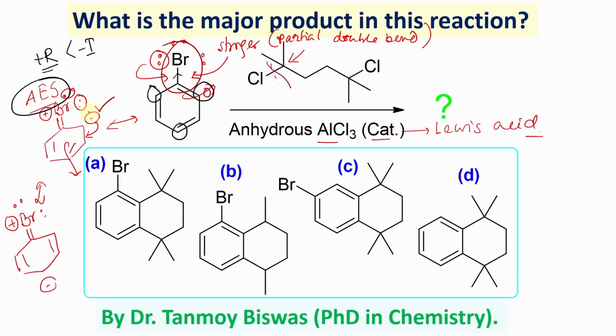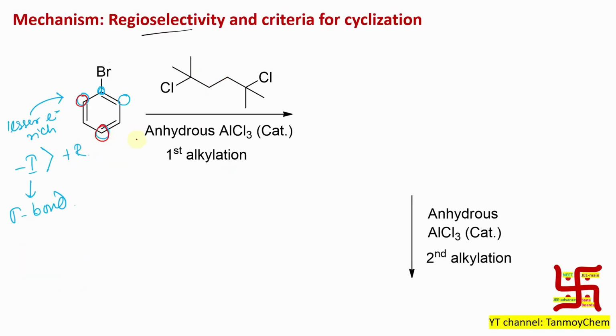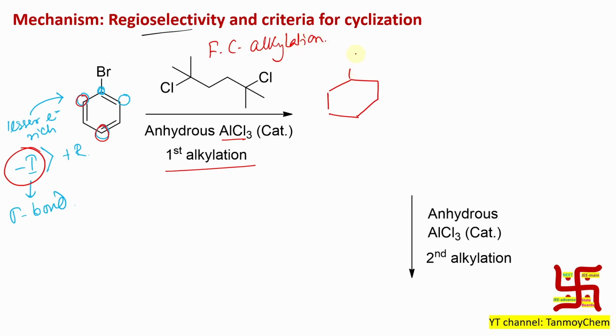Because of resonance, both ortho and para have some extra electron density, but para has more electron density than ortho because of the stronger -I effect. Now if you do the aromatic electrophilic substitution, preference for AES is at para position. So after the first alkylation in presence of the anhydrous AlCl3 as catalyst, the product will be this one. See, it is alkylation, so this is Friedel-Crafts alkylation. Okay, now students, I am not showing the mechanism in detail.